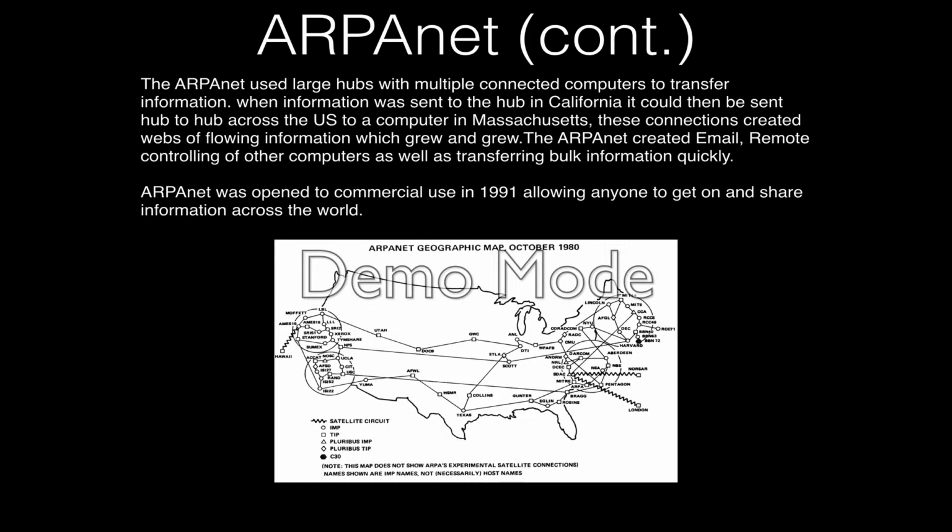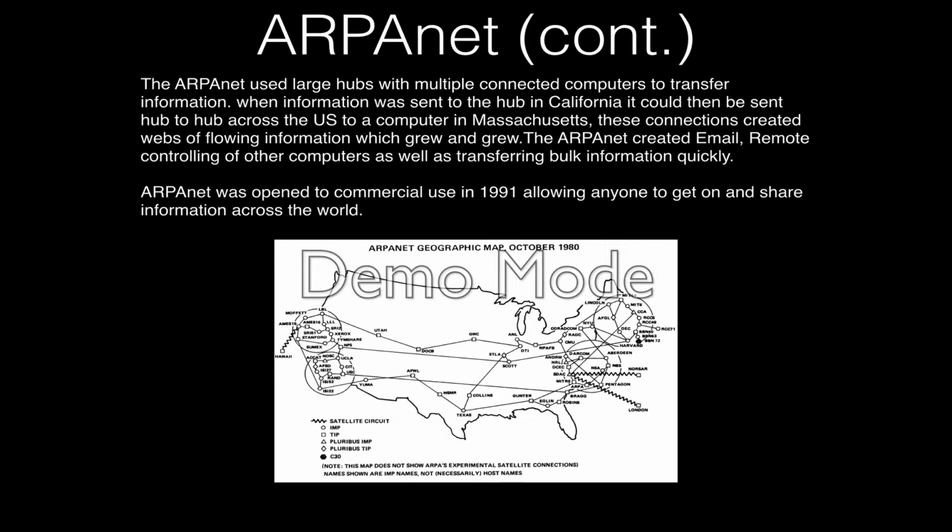The ARPANET actually grew and grew. They added all kinds of hubs. They also invented email and the remote controlling of other computers, and they created a system where you could transfer bulk information instead of small sets of information at a time.